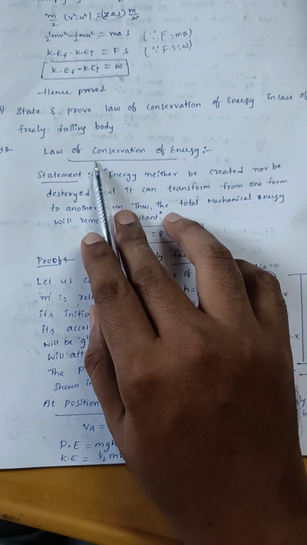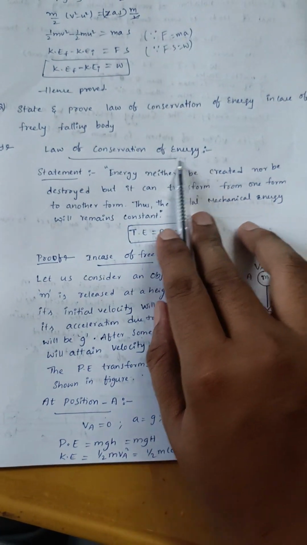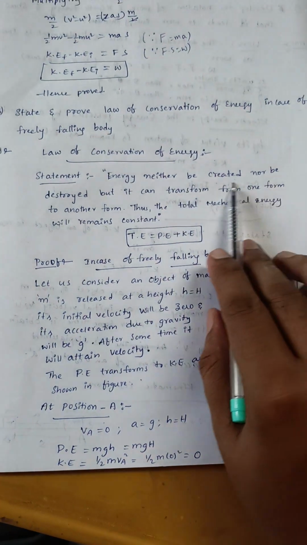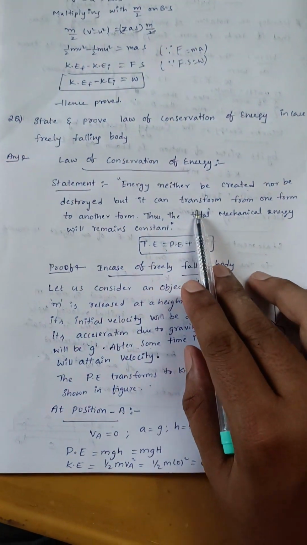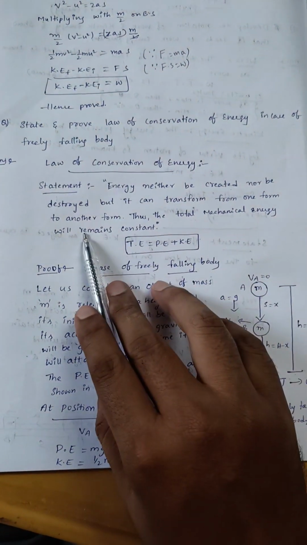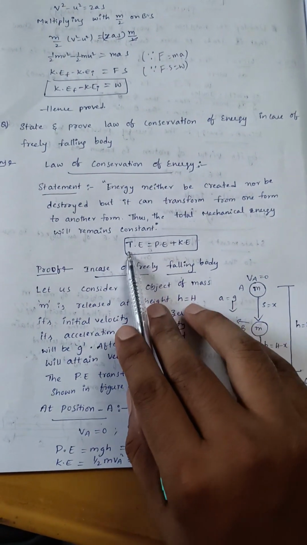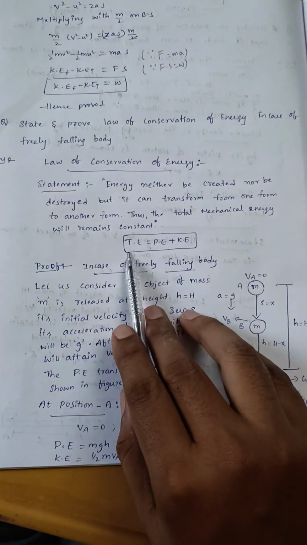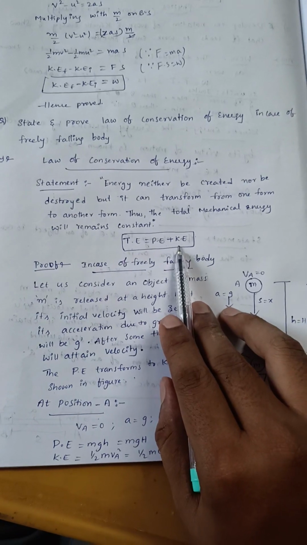Answer. Firstly, you have to write the subheading law of conservation of energy, and then write the statement, that is, energy can neither be created nor be destroyed, but it can transform from one form to another form. Thus, the total mechanical energy remains constant. Total energy is equal to PE plus KE. This is the total energy formula: TE equals PE plus KE.